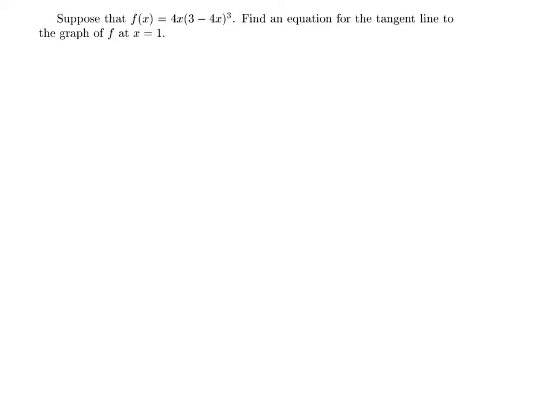Hello, calculus students. Now here we're going to find the equation for the tangent line to the graph of f at x equals 1, where f is given by this function here. So the first thing I'm going to do is write the equation of a tangent line in point-slope formula, because I'm given a point here, x equals 1.